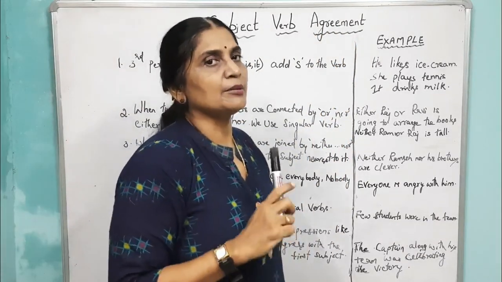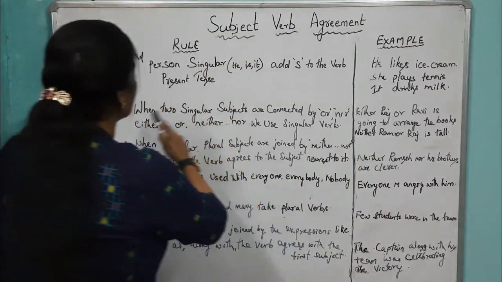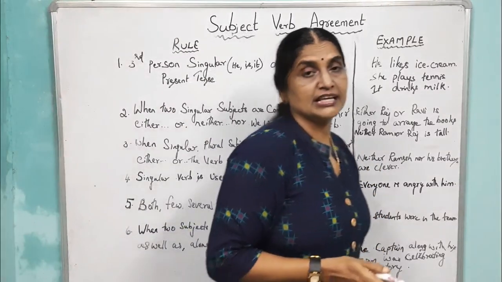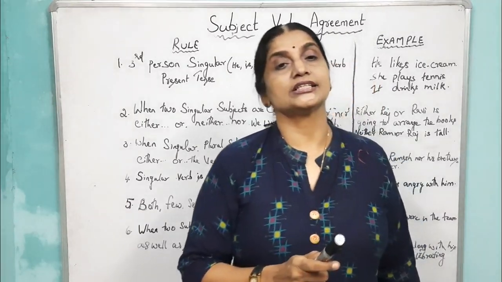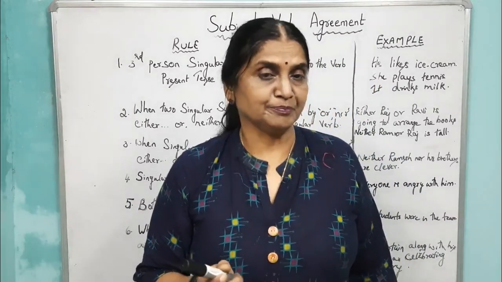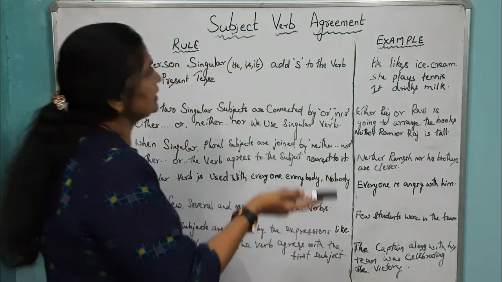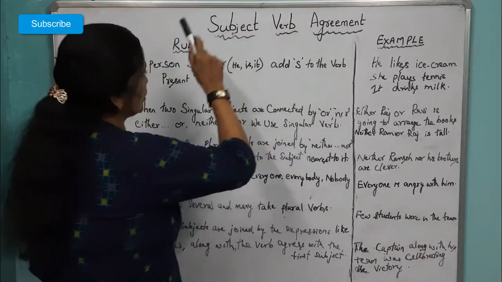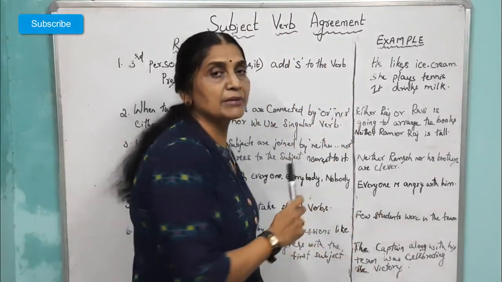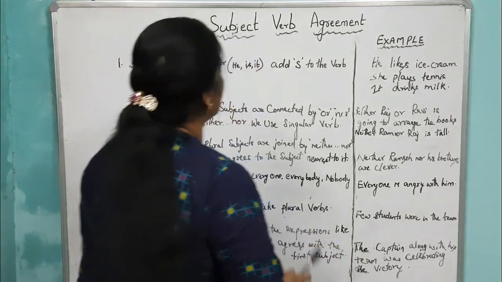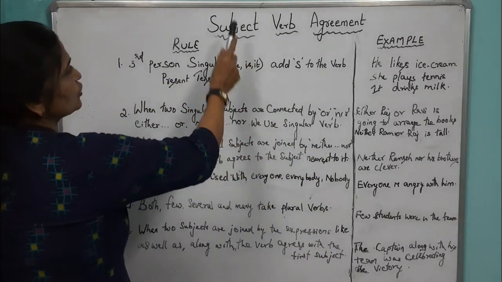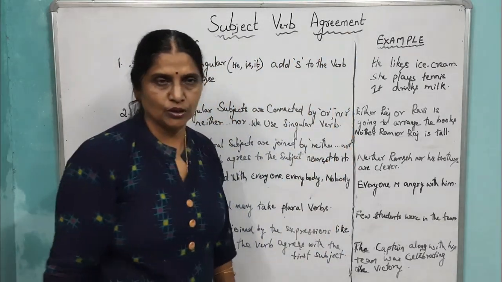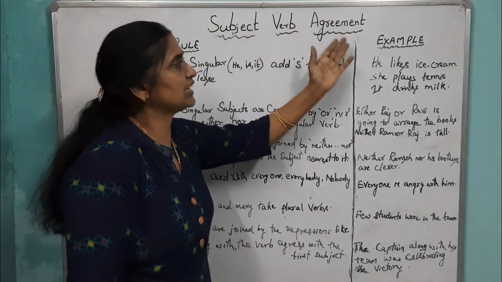Usually we commit mistakes in filling up certain blanks in competitive examinations or using the words in a wrong manner. So let's see how we have to understand subject-verb agreement, what the rules are, and I have given you some examples too. Before going to the rules, we should know what is subject, what is verb, what is agreement. There are three words: subject, verb, agreement.